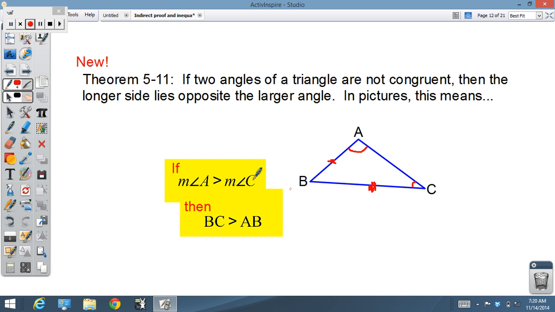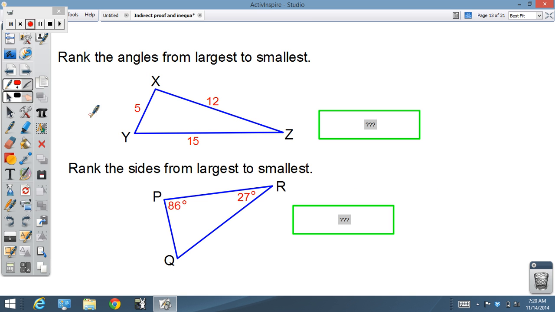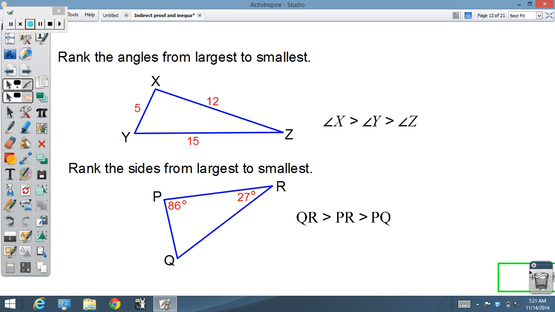If measure of angle A is bigger than C, then side BC, the opposite side, must be larger than side AB. Okay, so here's a couple for you to try on your own. Pause, get ready to go. Here come answers. Okay, moving on. By the way, I did use the sum of the angles here to find out that this was in the middle, so we know that the three angles had to add up to 180, so that was an important consideration on that second problem.